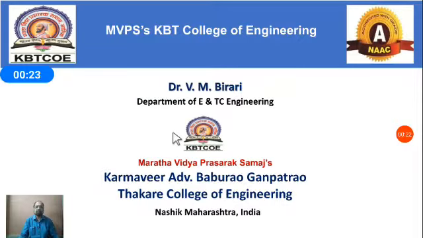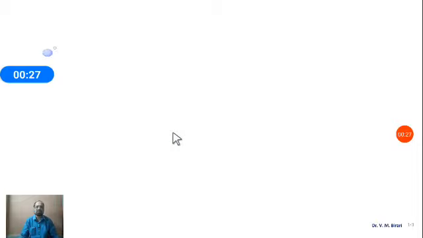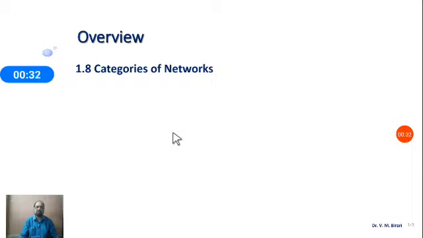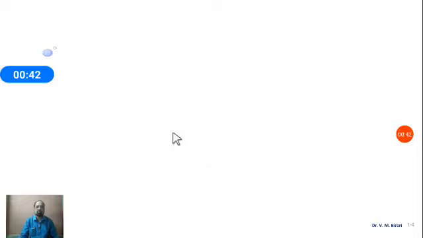Welcome you all for this fourth session of this prerequisite. Here today we are going to learn about the categories of the network. In the previous topic we discussed the physical topology, and now in this lecture we are going to study about the different categories of the networks used in computer networking.